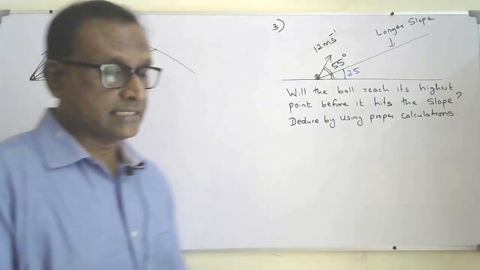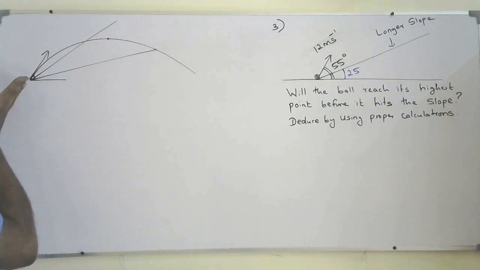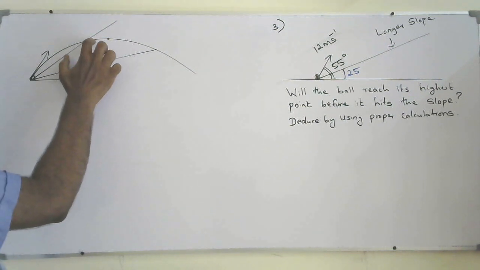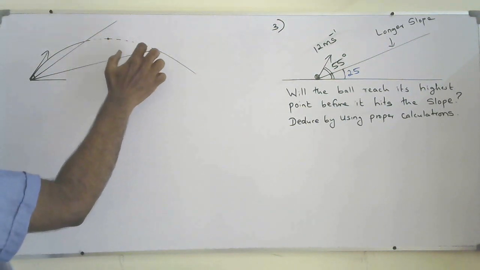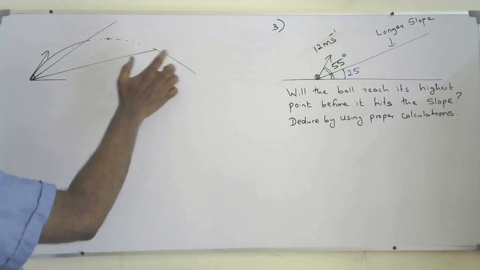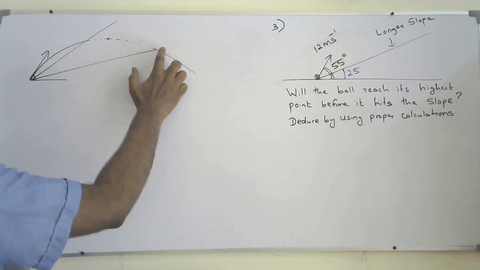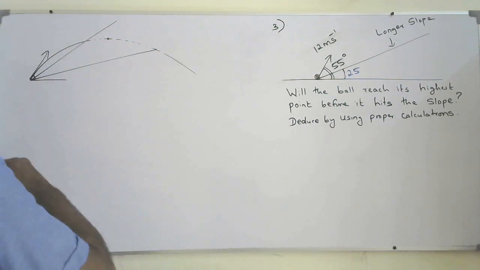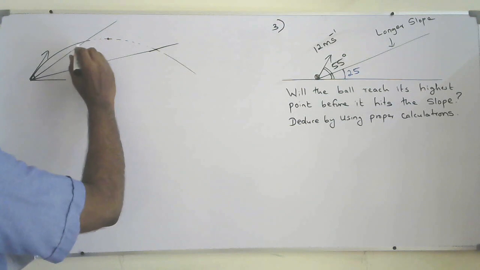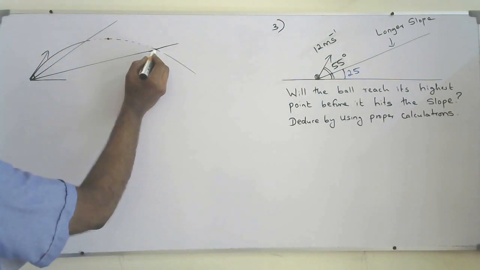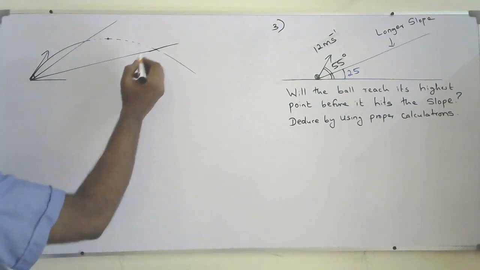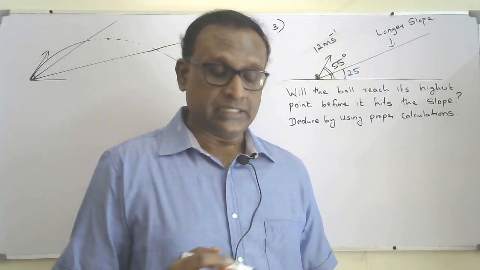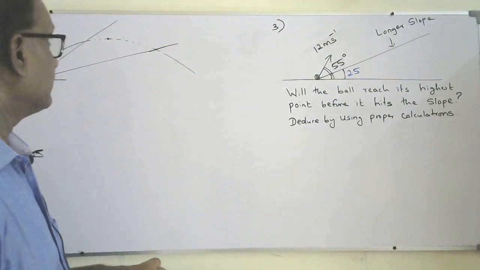So there are two possibilities, as you can see in the diagram. If the slope is like this, the ball will reach the highest point here, but before that it's going to hit the slope. So it will hit the slope here. But if the slope has an angle like this, 25 degrees, we are not measuring and drawing, I am just drawing it. If the slope is something like this, what will happen? The ball will be able to follow its path, pass its highest point, and later only hit the slope if the slope is longer. Right, so the idea is like this.